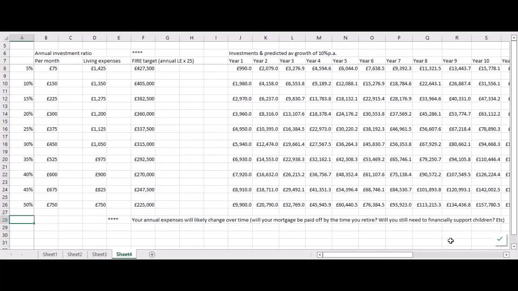Please remember that everything here is purely a simulation for illustrative purposes. There are no guarantees with investments. They can always fall as well as rise, and you should never invest more than you can afford to lose.